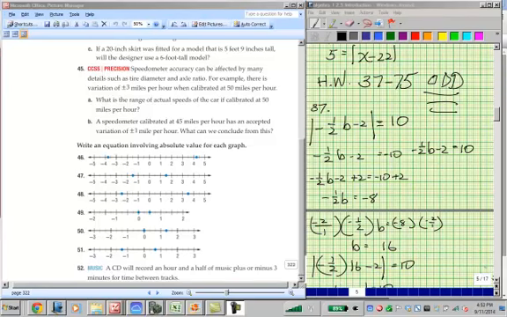Okay, the homework, 37 to 75 odd. We start out with the absolute value of negative 1/2 b minus 2 equals 10. So we're going to write negative 1/2 b minus 2 equals negative 10. We're going to make two equations, and we're going to write both equations without the absolute value symbol.